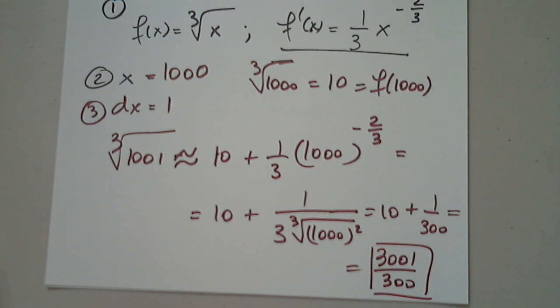And very simple. I'm going to share my screen. Here it is. So 3001 divided by 300. Look at that. And the cube root of 1001. Look at that. And you didn't even need to know how to take the cube root by hand. By simply calculating this, you get the same thing.